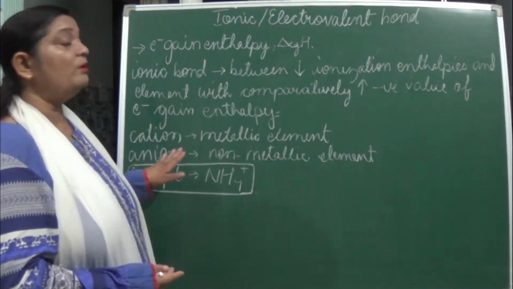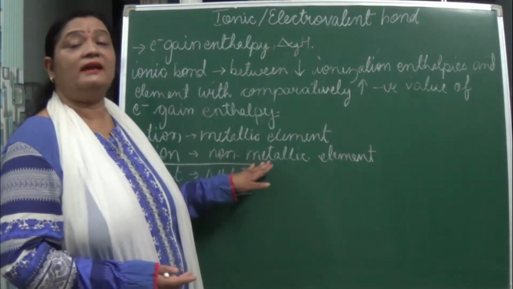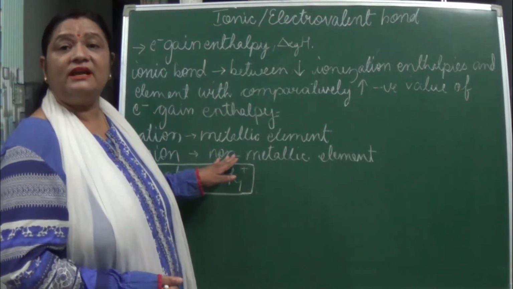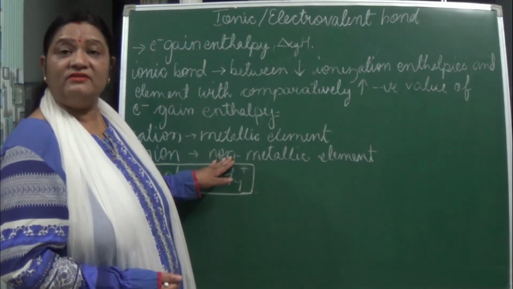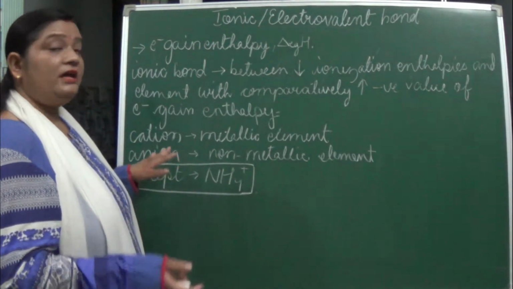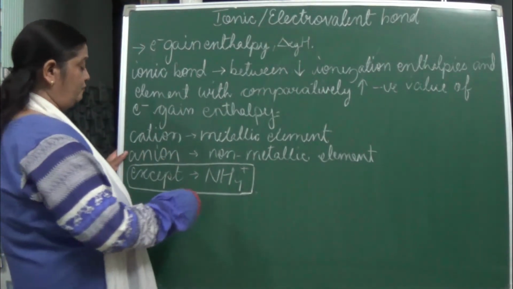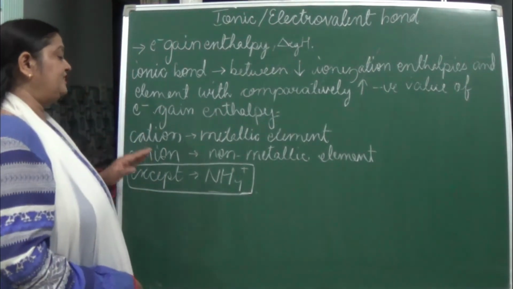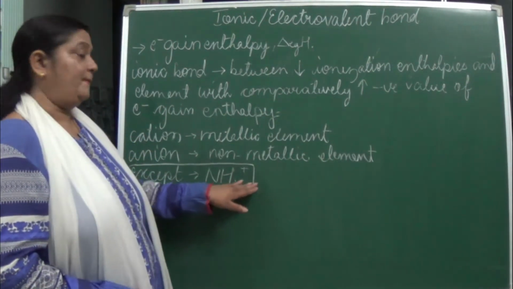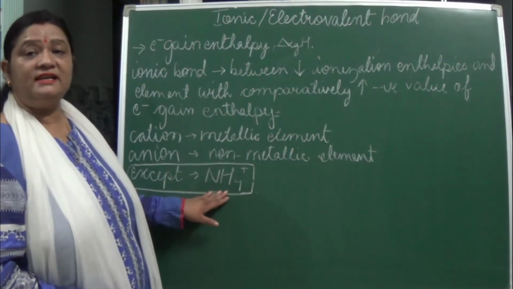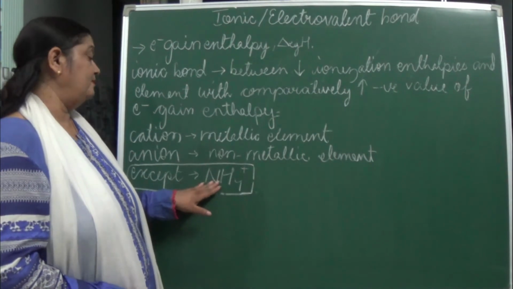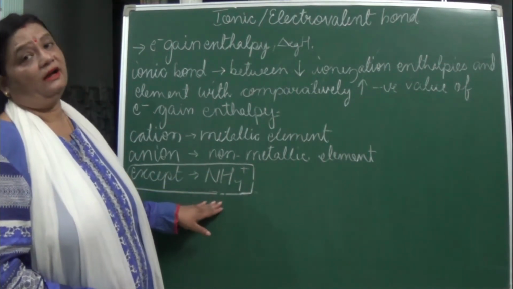Now what about the anion? Non-metallic elements are known as anions because they are receiving the electrons, becoming negatively charged. Here there is an exception: you can see the cation NH4 plus. It is non-metallic in nature but behaves as a metallic element, or you can say a polyatomic ion.